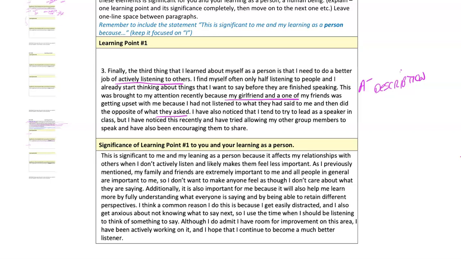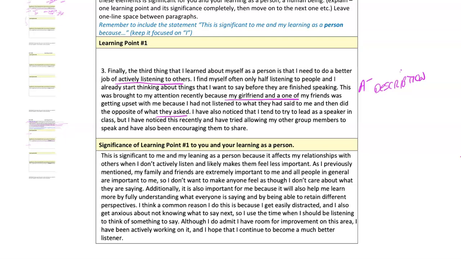And you don't get into the reasons why yet. That's in the significance later. But that's what we're trying to do. So he does this in basically three sentences or four. I have to look here, maybe four sentences. And that's what we expect from you: what are you learning about yourself?